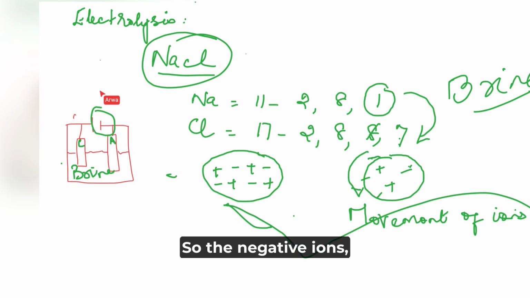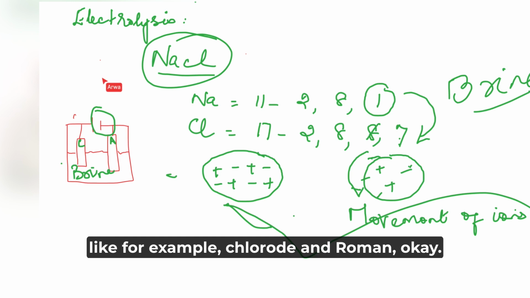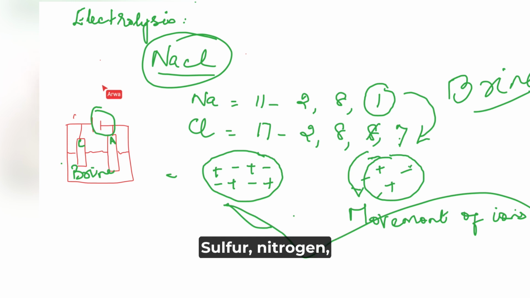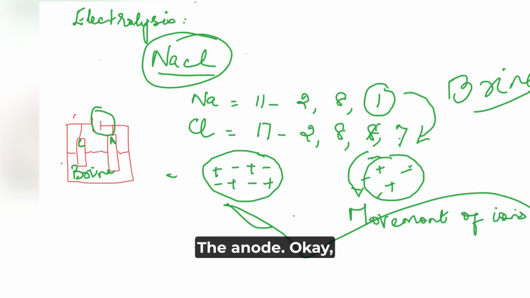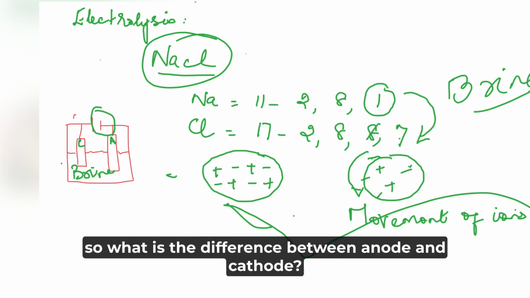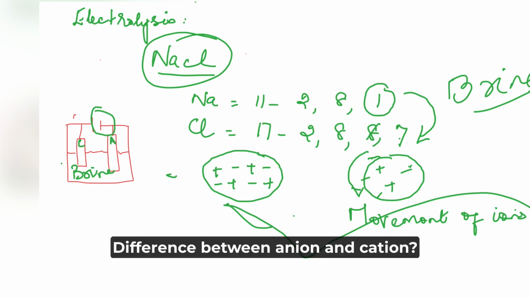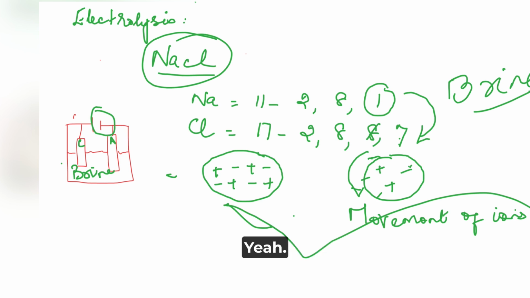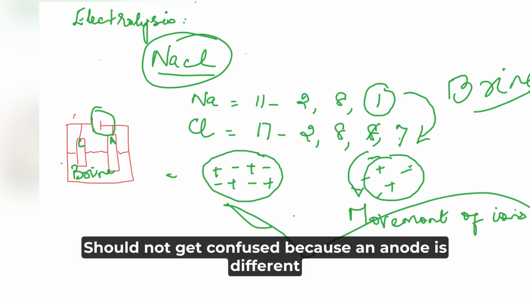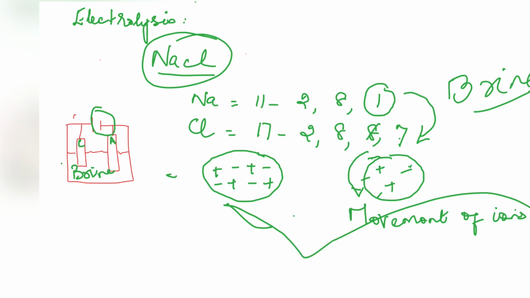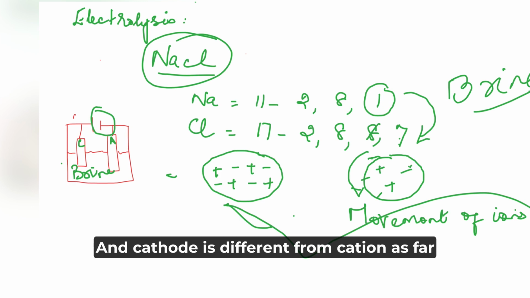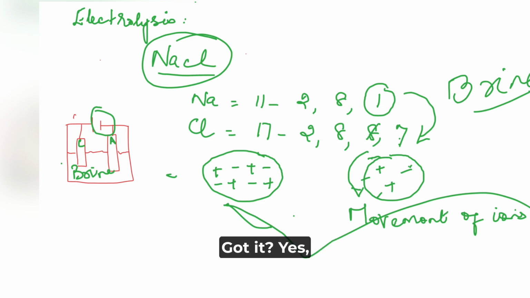So the negative ions, like for example chlorine, bromine, sulfur, nitrogen, all those are attracted to the anode. So they should be attracted to the positive electrode, is it not? What is the positive electrode? The anode. So got this? The difference between anode and cathode, difference between anion and cation. You should not get confused because an anode is different from anion as far as the charge is concerned. And cathode is different from cation as far as the charge is concerned. Got it? Yes.